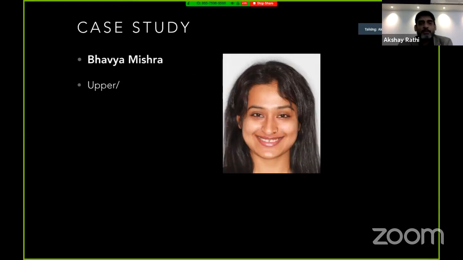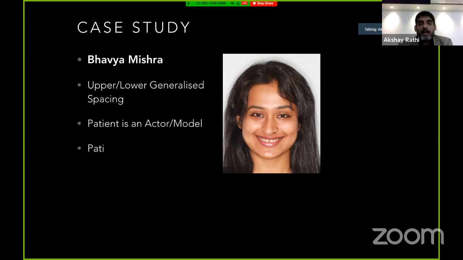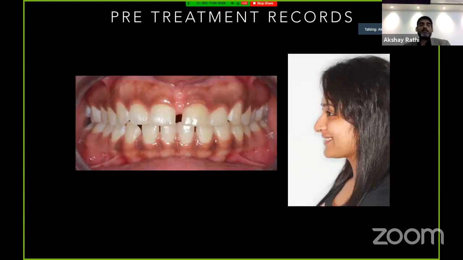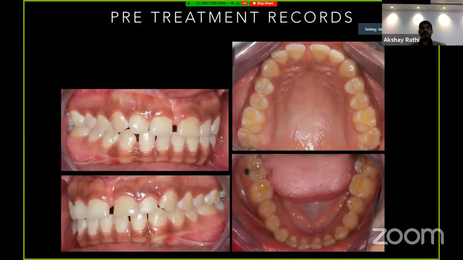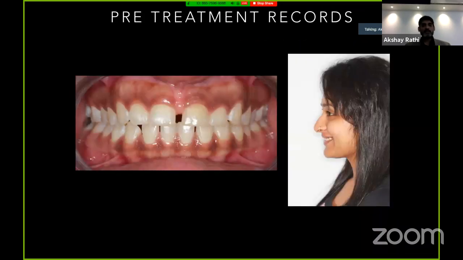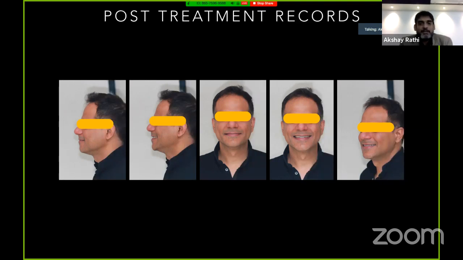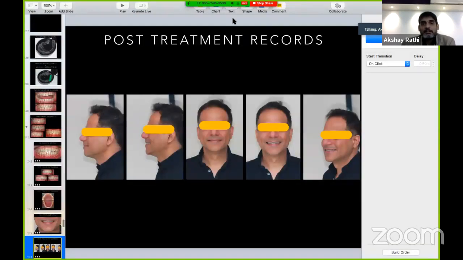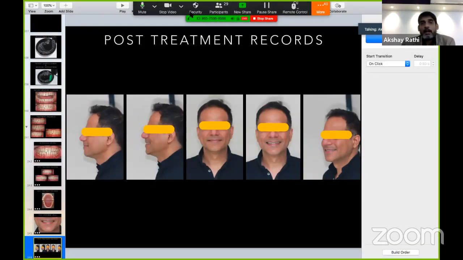This is one more of my patients, who's an actor model and who wanted an invisible option. And we went ahead and did the aligners for this patient and closed all these spaces. So this is how we progress in our practices, and it's almost more than an hour that I have been speaking to you. So let me stop the slide share for now, and let us go with the question and answer.